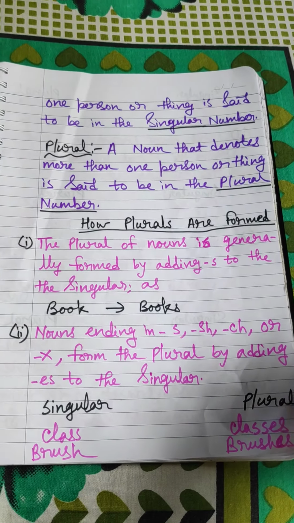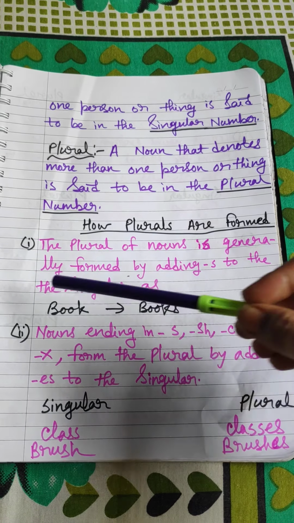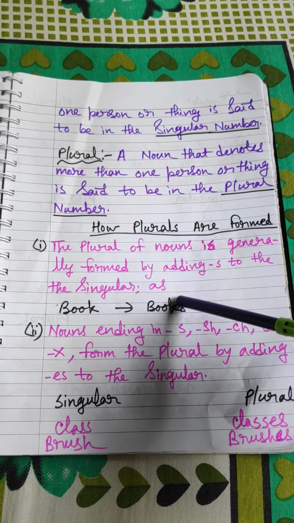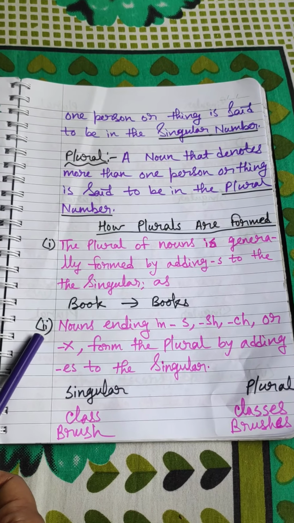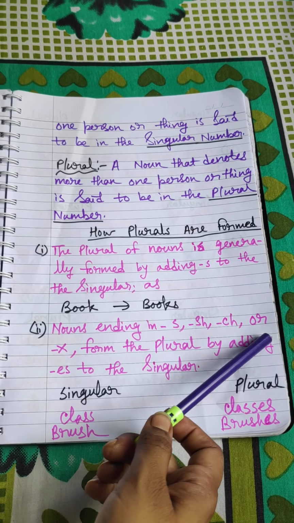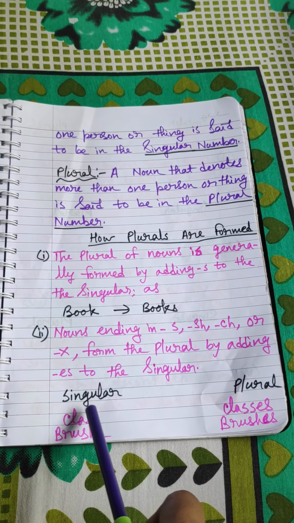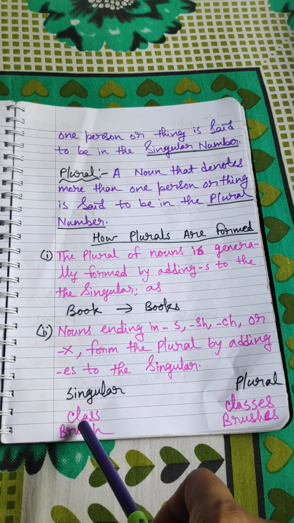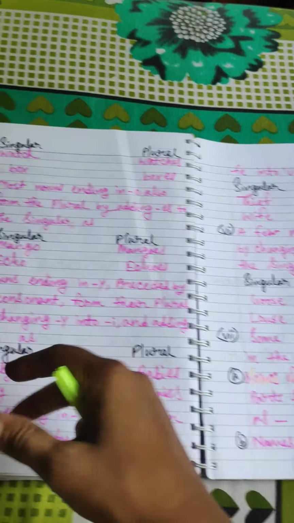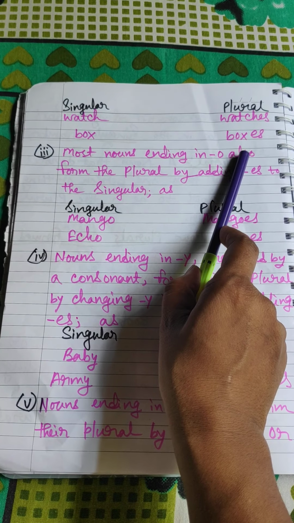Now, how are plurals formed? The rules. The plural of nouns is generally formed by adding s to the singular number. Like book, in the plural form it will become books. Second rule. Nouns ending in s, sh, ch or x form the plural by adding es to the singular. Class will become classes. Brush, ending in sh, will become brushes. Watch will become watches. Box will become boxes.